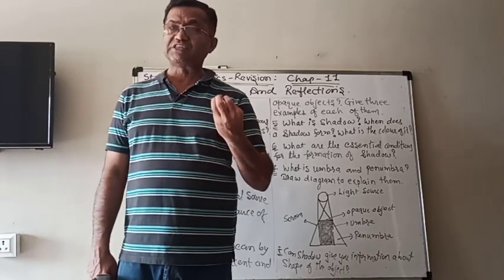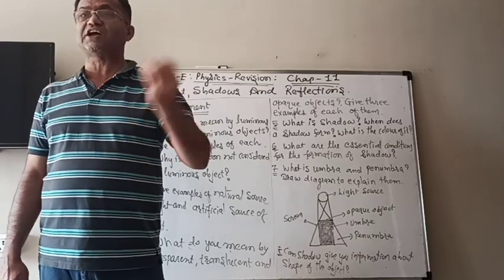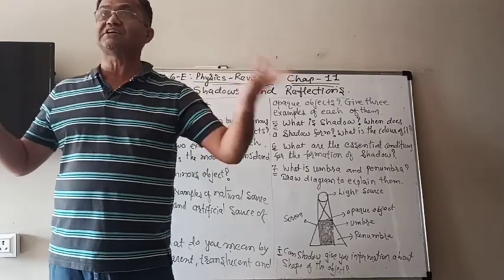Transparent objects do not cast a shadow. Otherwise we would always be able to see the shadow of the air, because air is transparent.